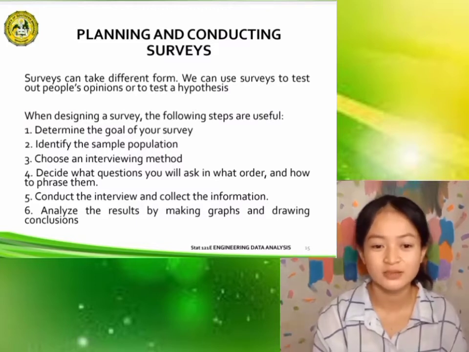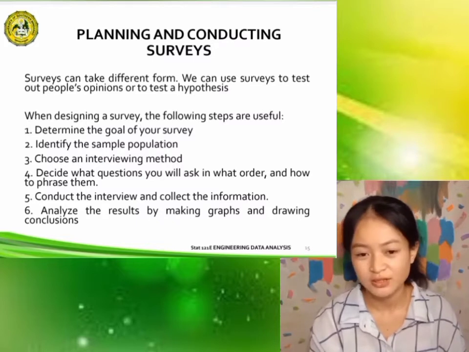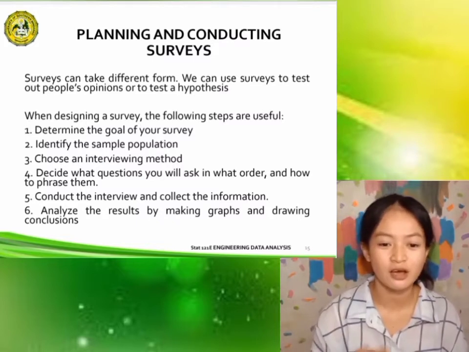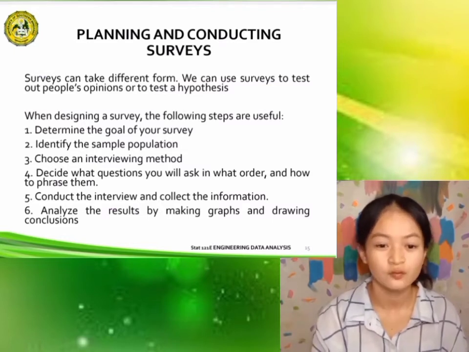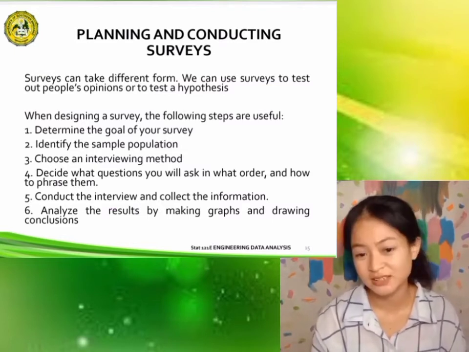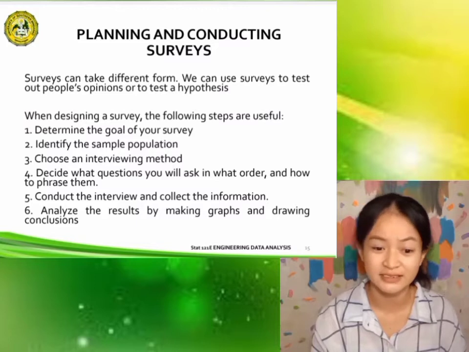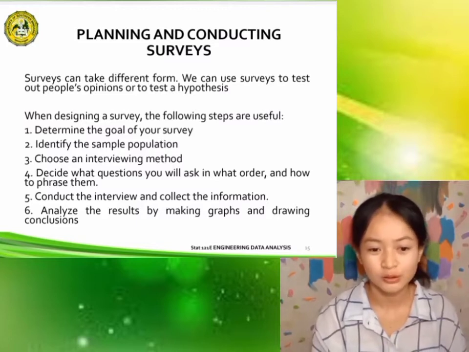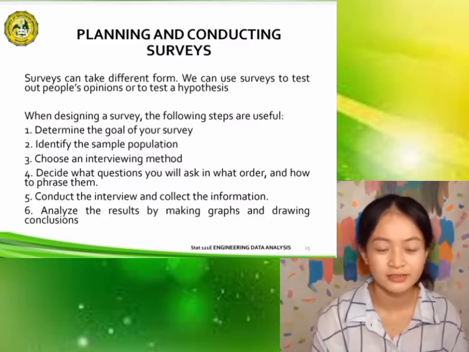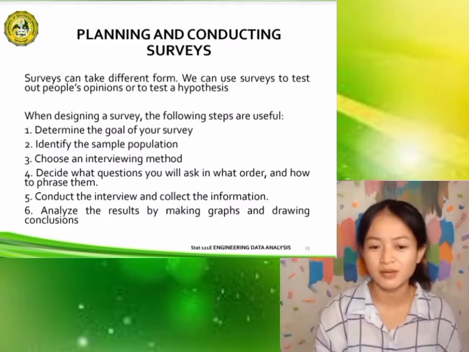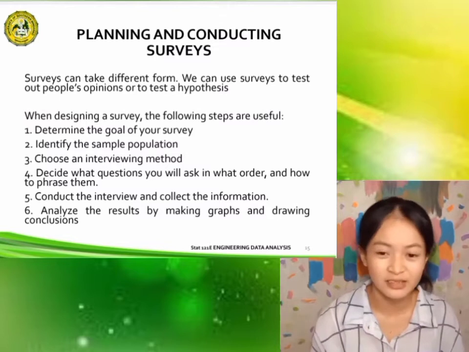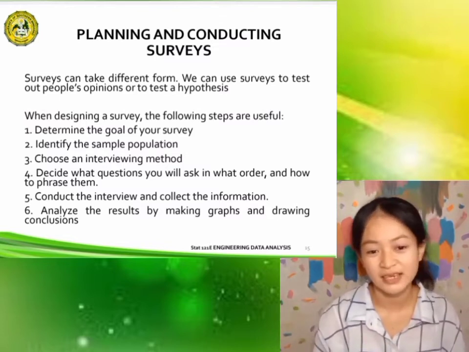So the next step is to choose an interviewing method. There are many types of interviewing method. We have the face-to-face interview, phone interview, self-administered paper survey, or internet survey, and many more. So these are some types of survey methods. In choosing the right method, it depends on your objective, timeline, budget, and sample.